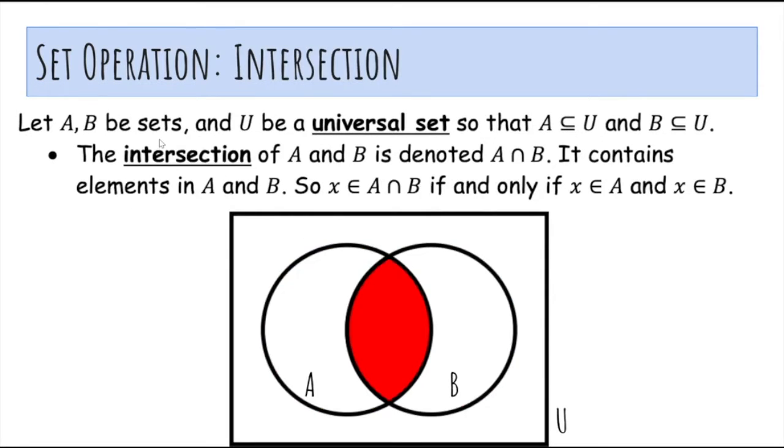Okay, then the intersection of A and B is denoted like this cap symbol, and it contains elements that are in A and B. So X is in A intersect B if and only if X is an element of A and X is an element of B. So you can see that the intersection only includes elements that are in both sets.